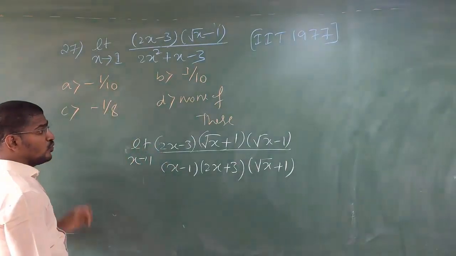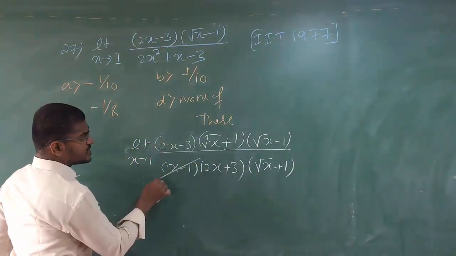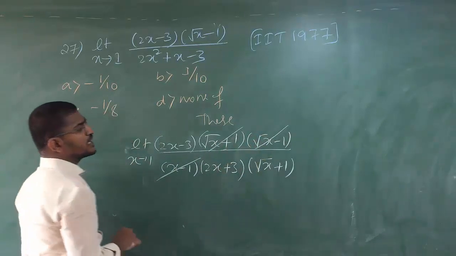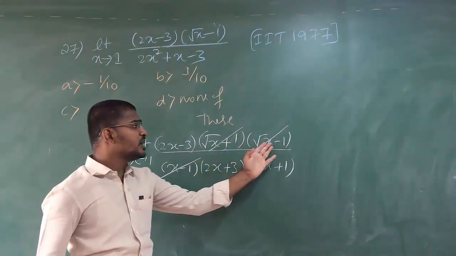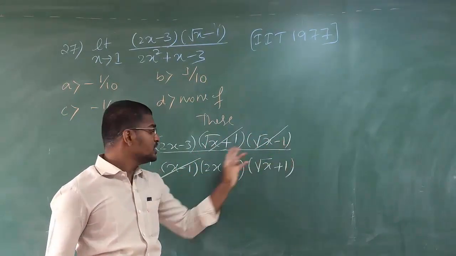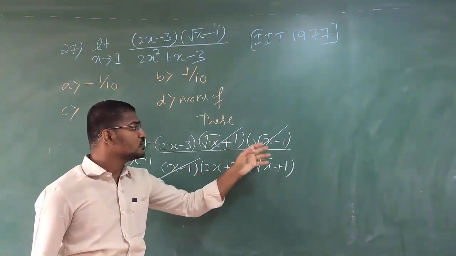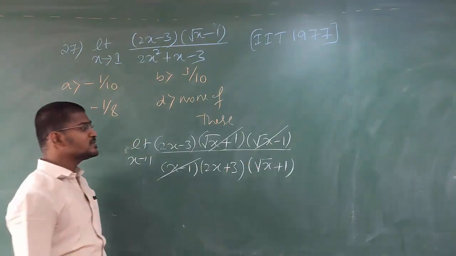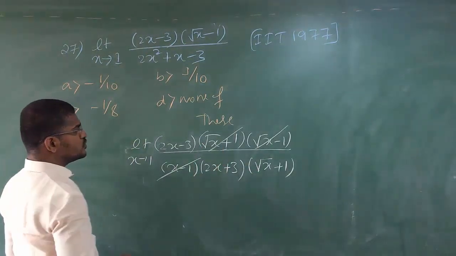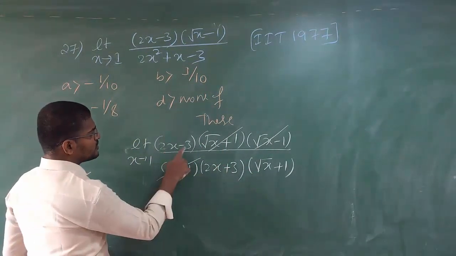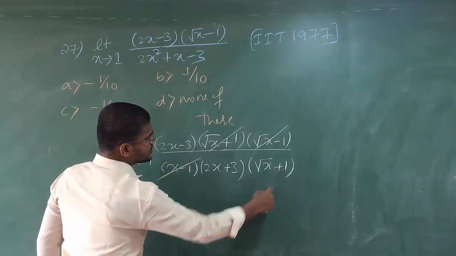So now, which terms can you cancel? x minus 1 and these two terms you can cancel, because of the a plus b, a minus b, a square minus b square formula, it will be in the form of x minus 1. So directly you cancel root of x plus 1 into root of x minus 1 divided by x minus 1. If I cancel these two terms, what is the remaining term? 2x minus 3, 2x plus 3, root x plus 1.